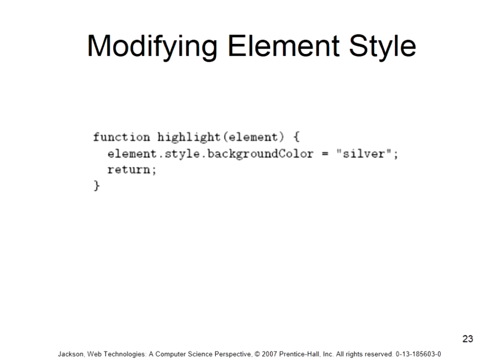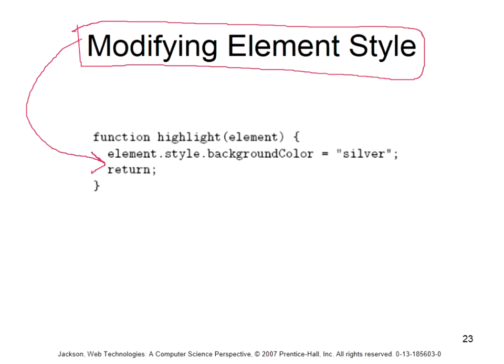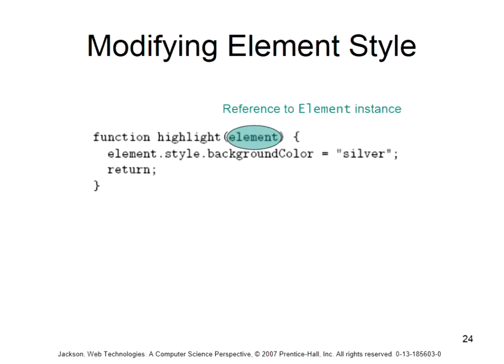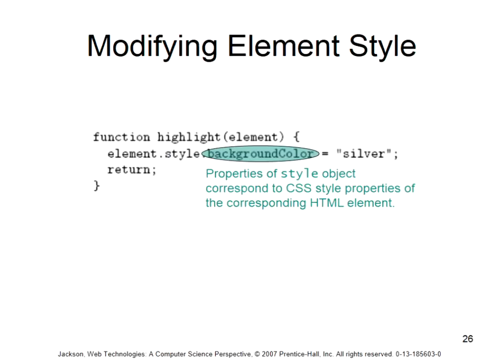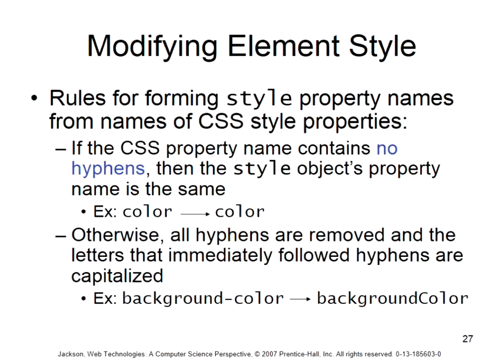This is my function highlight element. So for element, I write element.style.background equal silver. So here is the manner to modify the element style. To modify an element style, I write the selected element dot style dot background color equal silver. It is clear? Are you here? Okay. After that, element is a reference to the element instance, and all element instances have a style property with an object value. Background color is the CSS style property of the corresponding HTML element.